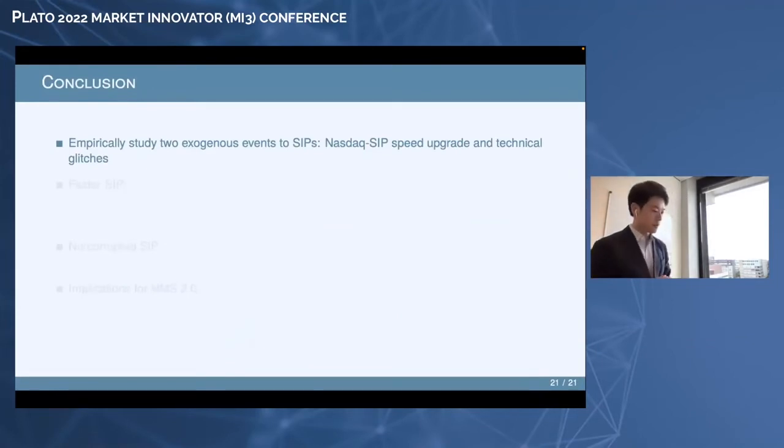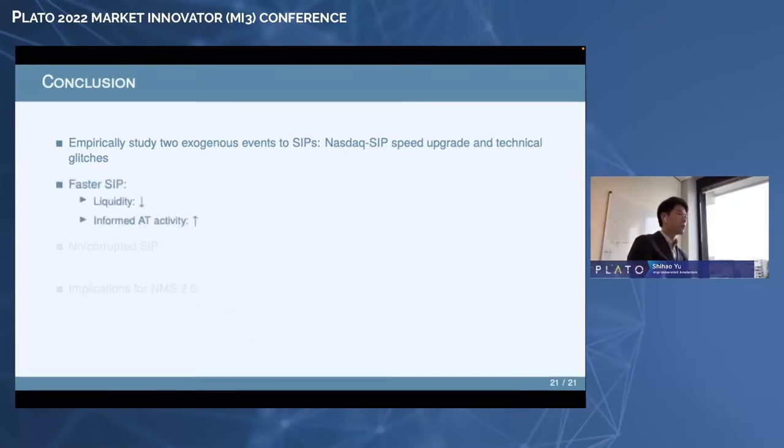All right, I have a few minutes left, so let me conclude. The study looks at two exogenous events that happened to the SIP: a speed upgrade to the last SIP, and a few technical glitches. The conclusion is that for a faster SIP, you don't see liquidity improve. It's not a happy ending. We see a mild deterioration in market liquidity, combined with an increase in price impact and an increase in algorithmic trading activity.